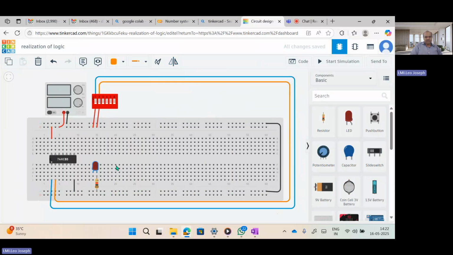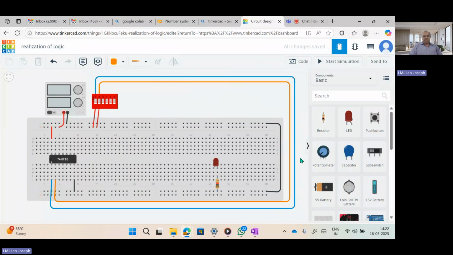As of now, the AND gate portion is ready. So I can shift this to here. The last portion I will shift so that I can realize it very simply.